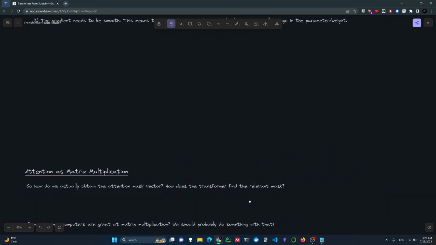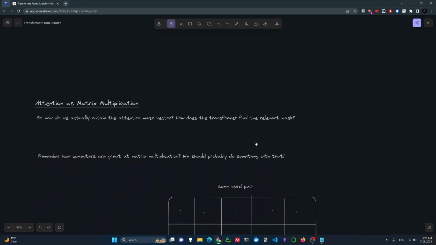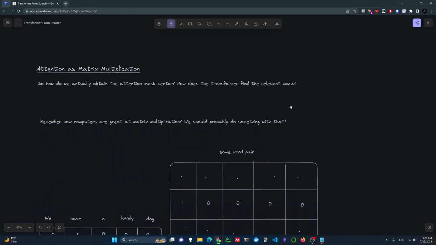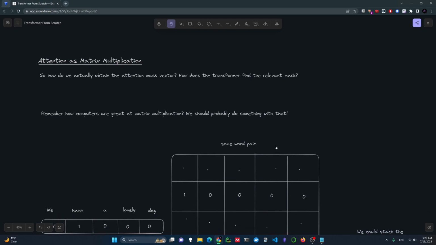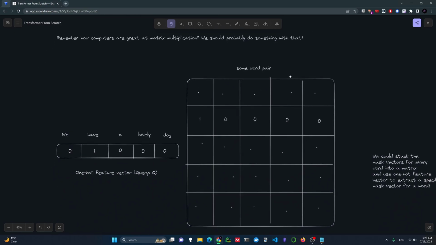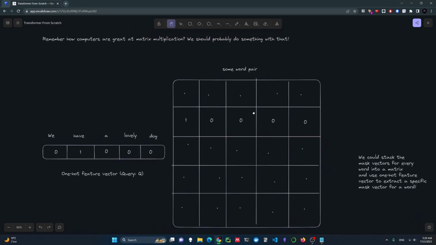Okay, so after we talked about that, now we can move on to attention as matrix multiplication. So how do we actually obtain the attention mask vector? How does the transformer find the relevant mask, right? So remember how we just talked about how computers are great at matrix multiplication? Well, we should probably do something with that, right? So just to give you an example of how we could do that, we could stack the mask vectors for every word into a matrix and use a one hot feature vector to extract a specific mask vector for a word, right?